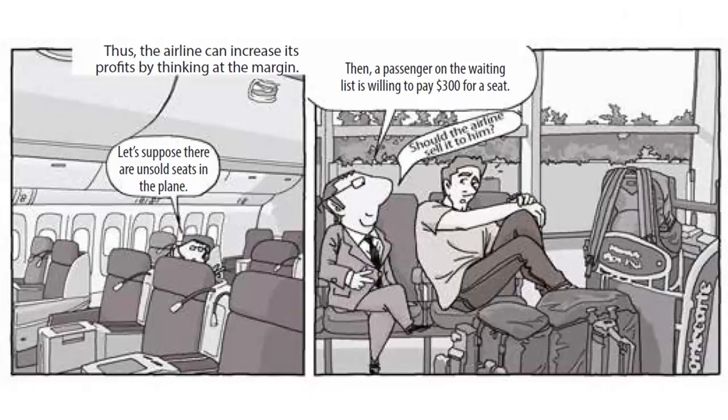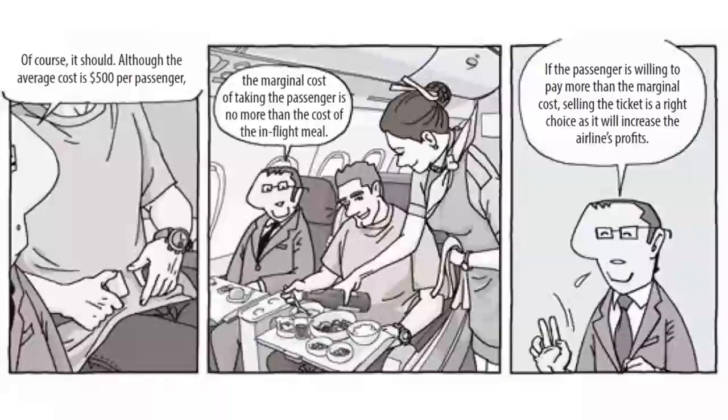Let's suppose there are unsold seats in the plane. Then, a passenger on the waiting list is willing to pay $300 for a seat. Should the airline sell the ticket? Of course, it should. Although the average cost is $500 per passenger, the marginal cost of taking the passenger is no more than the cost of the in-flight meal. If the passenger is willing to pay more than the marginal cost, selling the ticket is the right choice, as it will increase the airline's profits.